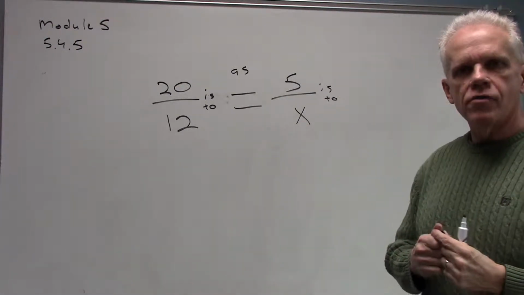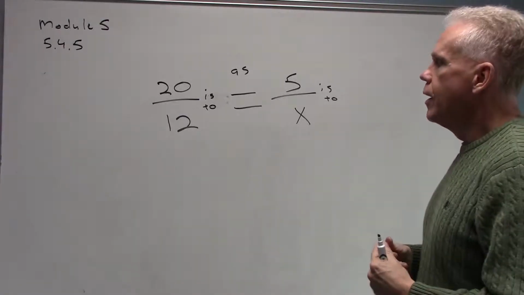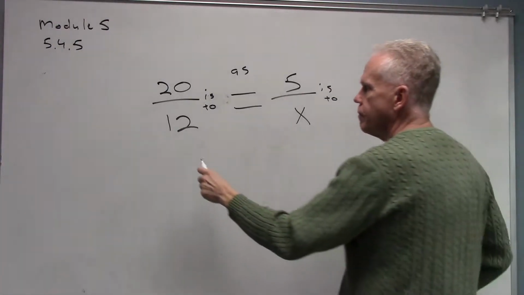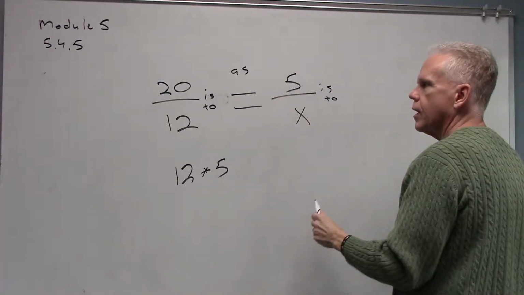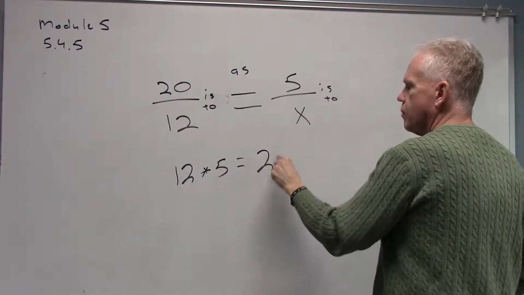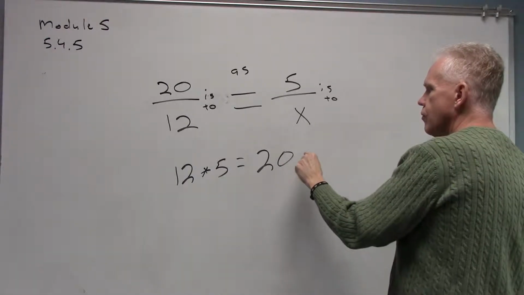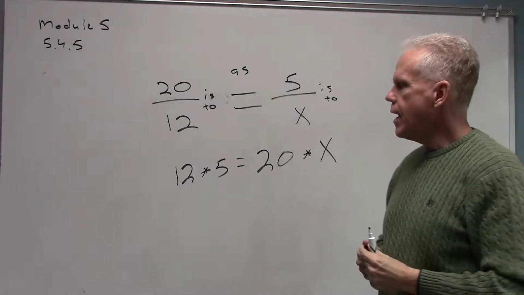Now, we've got a way to solve this for the unknown quantity that goes back to the cross multiplication we did a minute ago, and we're going to use a little bit of algebra here. We use our cross multiplication: 12 times 5, equals 20 times x, which is essentially 20x.